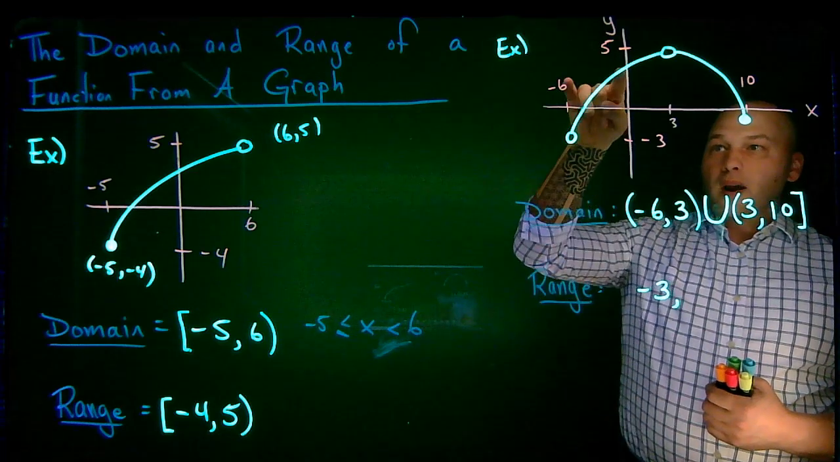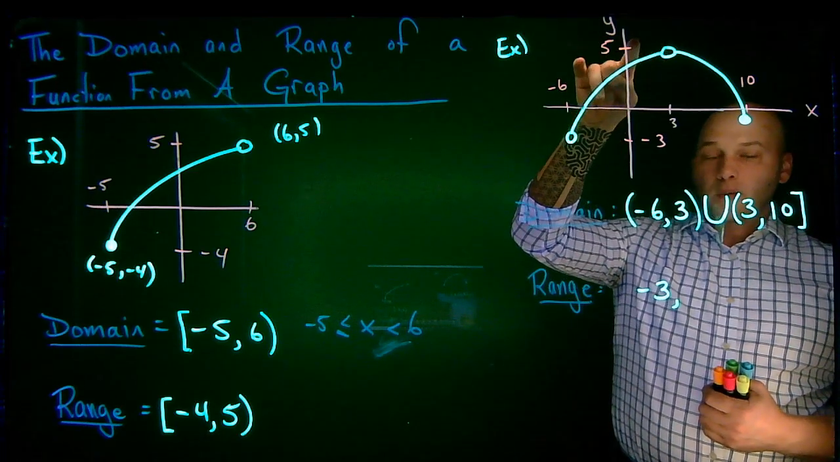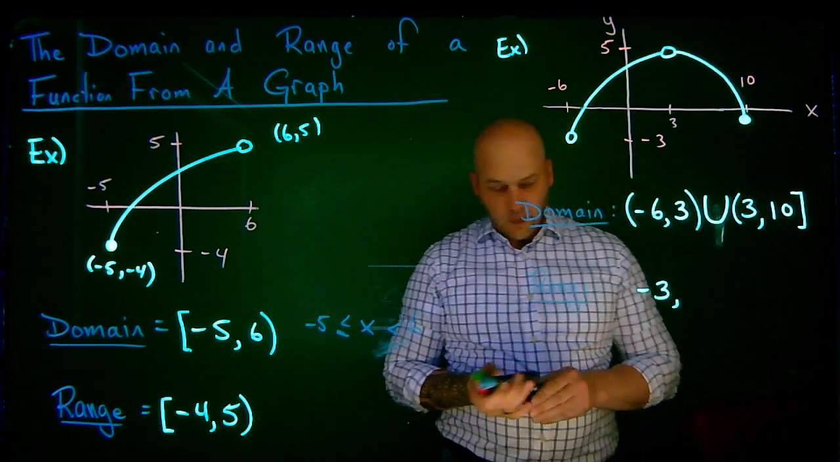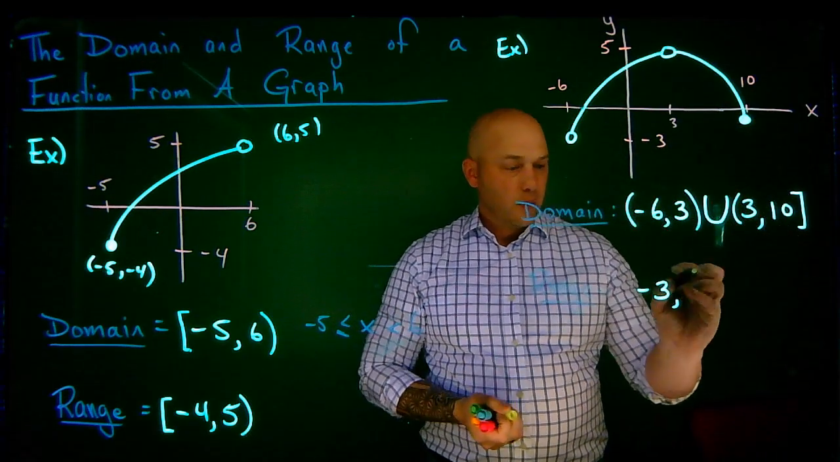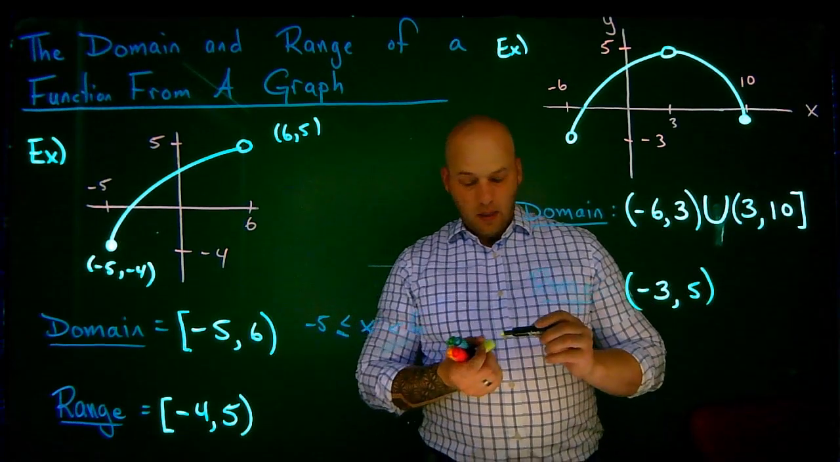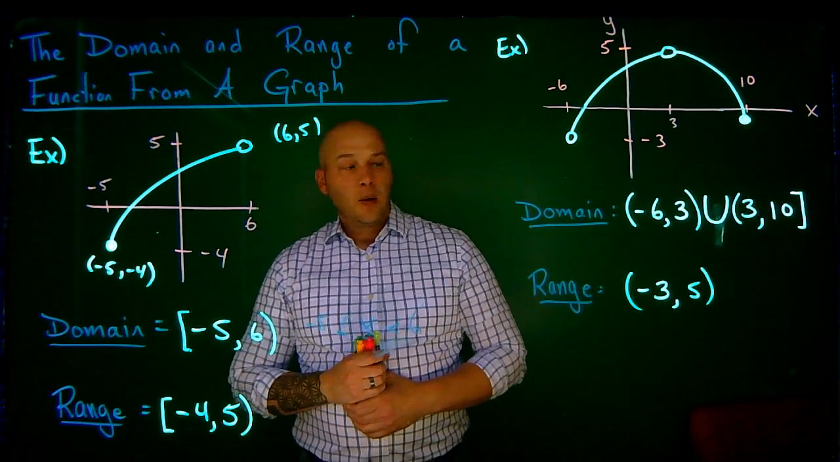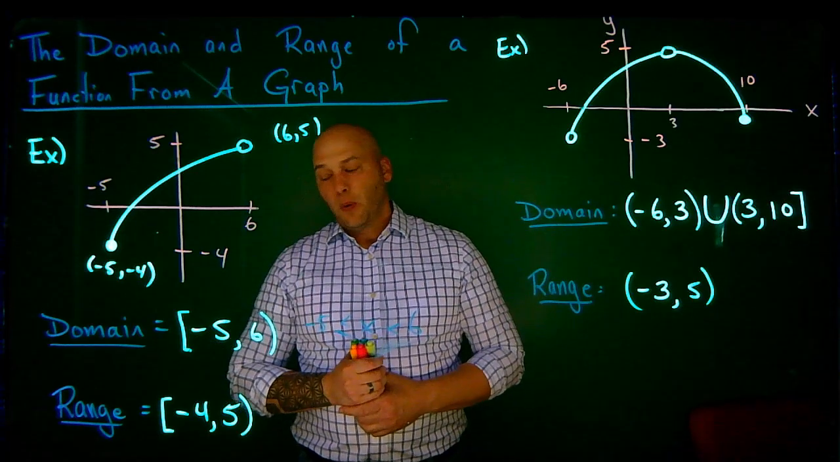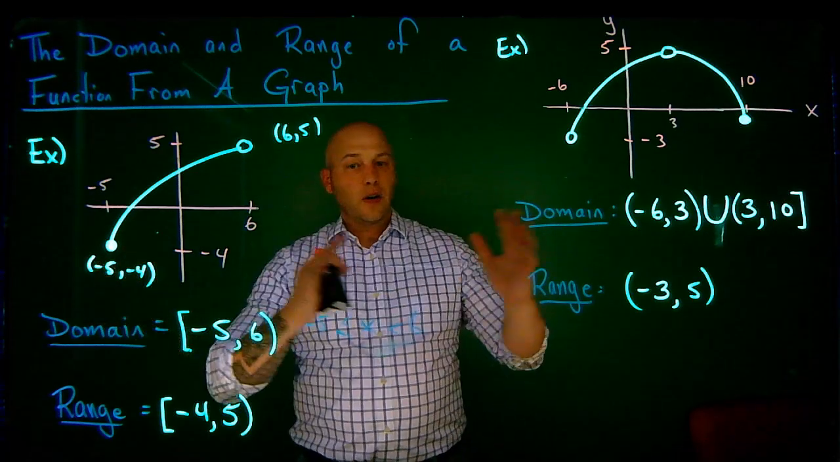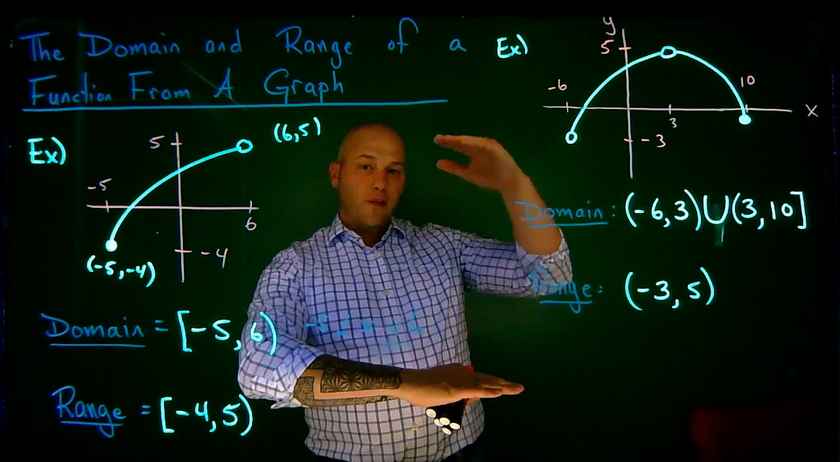All right. -3 up to where? Well, I'm using all the y values until I get to the top of this, which will have a y value of 5, and therefore it would be -3, comma, 5, and neither of those are included. Therefore, this would be your range of the function. Okay. So just to recap, domain, how far to the left, how far to the right, x values. Range, how far down, how far up, that's the y values.